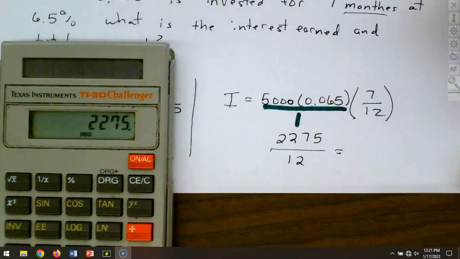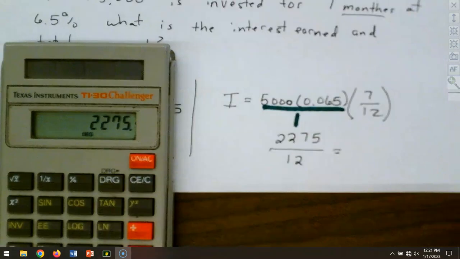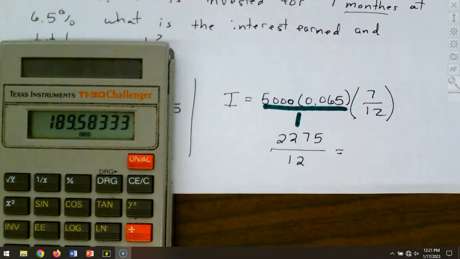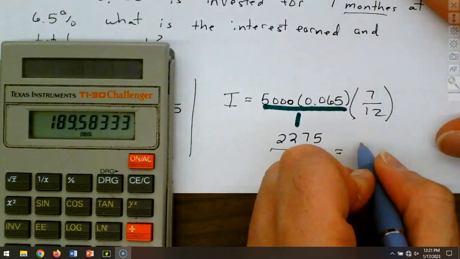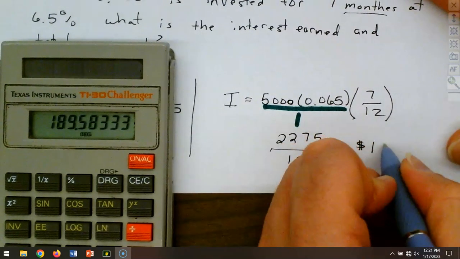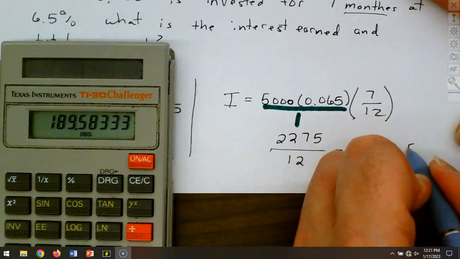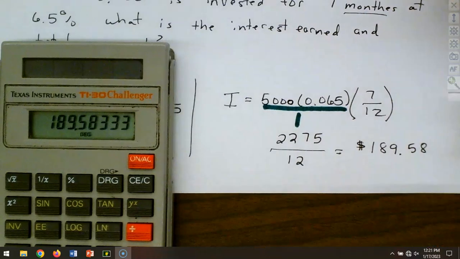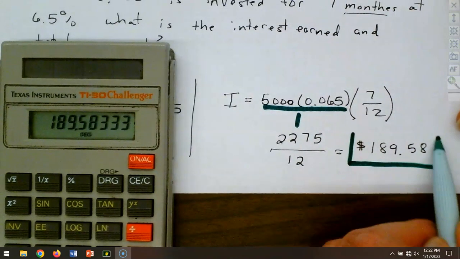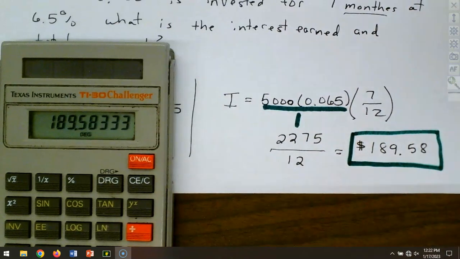Now, once you have done that, the very last thing that you do, so that you get the correct answer, very last thing is divide that by 12. And we're going to round to the nearest cent. So what is it going to be? It's going to be $189.58. I did not round until the very, very end. So that is the interest.